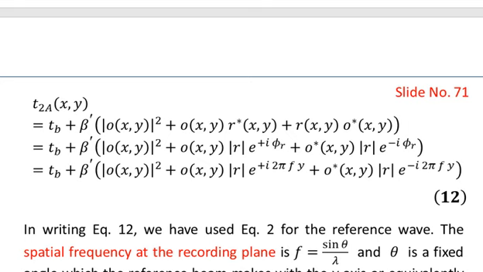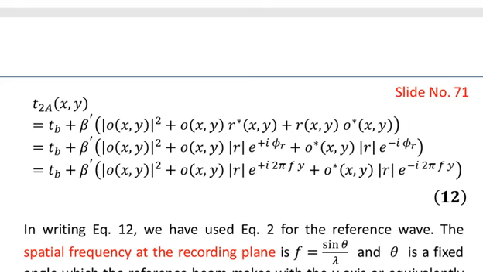O star has been kept as such, but we have replaced the R, that is the reference beam, by its original value, which is the absolute value of R multiplied by e to the power minus iota phi r. So here we are representing R by its values in the form of a phase, and the rest of the quantities are unchanged. Now we are representing phi r as e to the power minus iota 2 pi f y, and on the other side we are using e to the power plus iota 2 pi f y. Why are we using this?